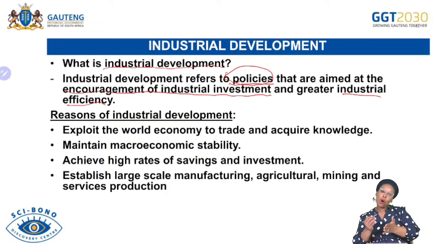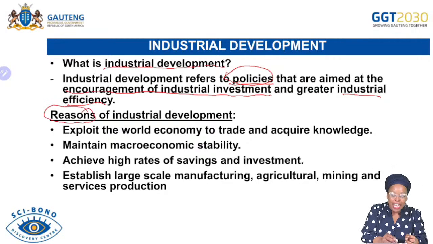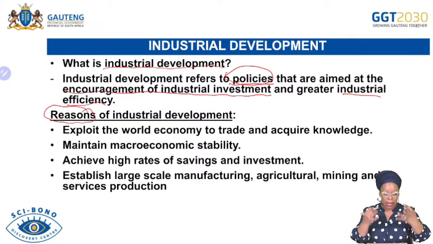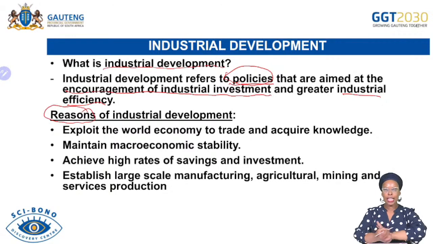So now what you also need to know is the reasons why we need industrial development. For 8 marks, you can be asked to briefly discuss or explain the reasons for industrial development, or the examiner can even change it. Instead of asking for the reasons, the examiner can say, explain briefly the aims of industrial development. So you will need 4 full sentences for 2 marks. Then you will get your 8 marks if it's an 8-mark question. Let's quickly look at the reasons why we need industrial development.